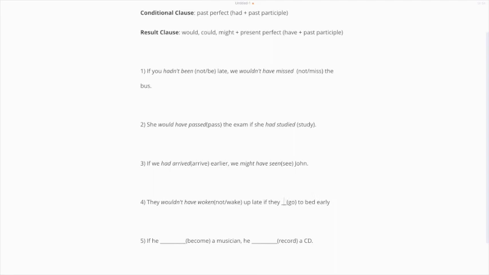Okay, so remember that for the conditional clause, we're going to use the past perfect. So we're going to start with the verb had. And now the past participle of go, which is gone. And there we have number 4. They wouldn't have woken up late if they had gone to bed early. Now for number 5. This is the last one.